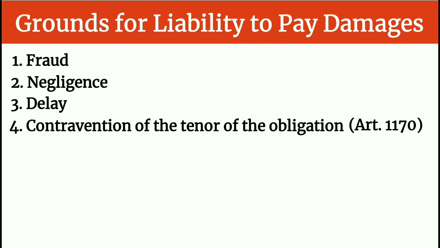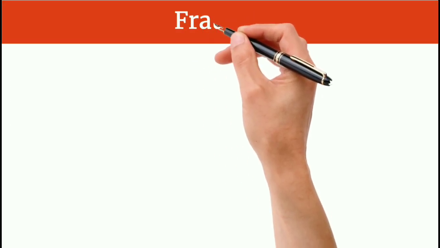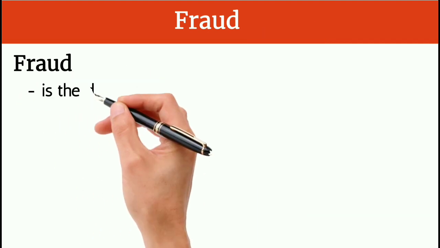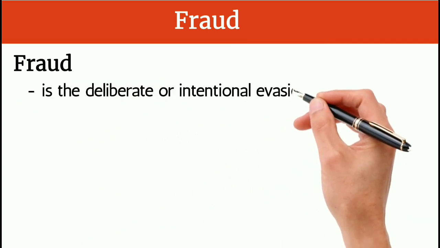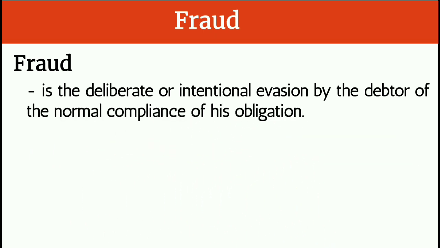So if someone commits fraud, negligence, delay, or contravention of the tenor of the obligation, then he is liable to pay damages. In this video, we will focus on the first ground for liability to pay damages, and that is fraud. What is the meaning of fraud? Fraud is the deliberate or intentional evasion by the debtor of the normal compliance of his obligation. Sa madaling salita, ang fraud ay panloloko, pandaraya, panlilinlang.